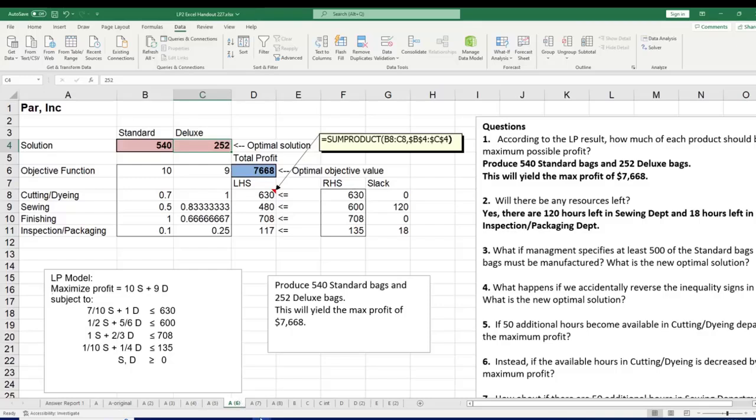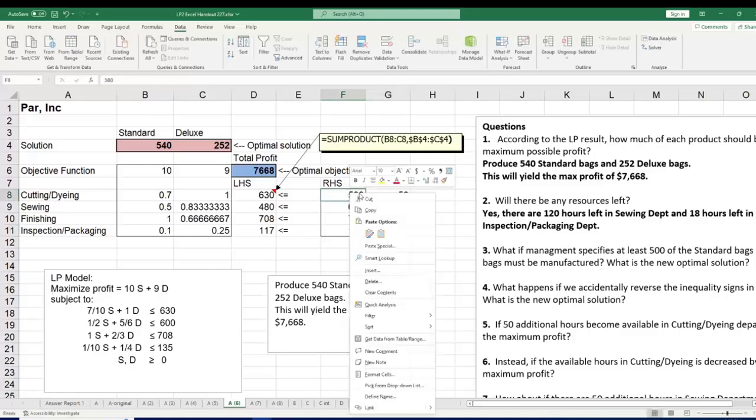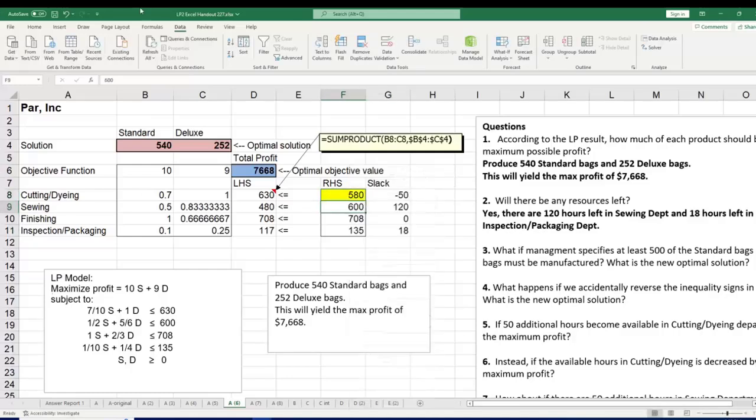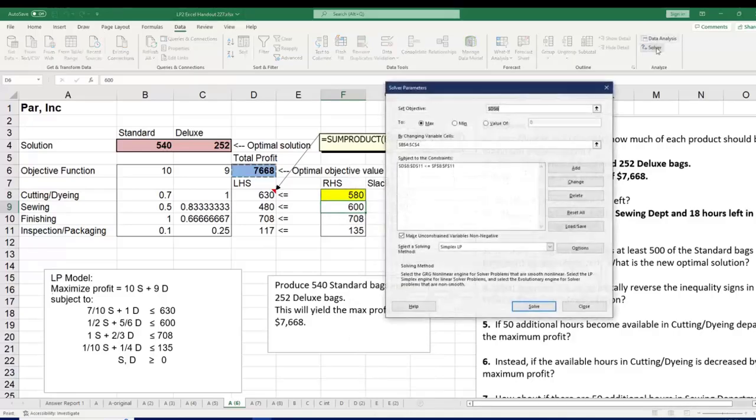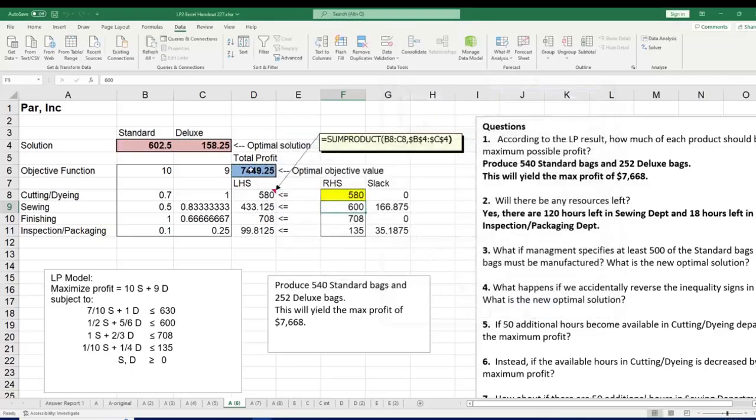So I'm going over to a new one, and now I'm going to decrease this by 50, because that's what it says. So here I'm going to make it 580. Let's see what happens. I go over to Solver and just click on Solve because I don't need to change anything here. And now it says 7449.25.